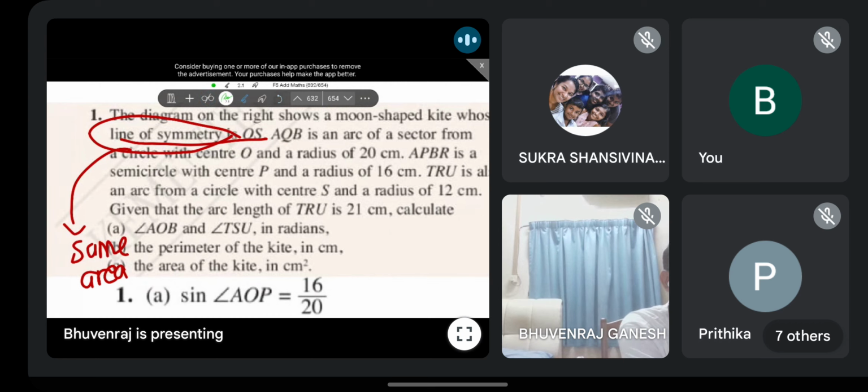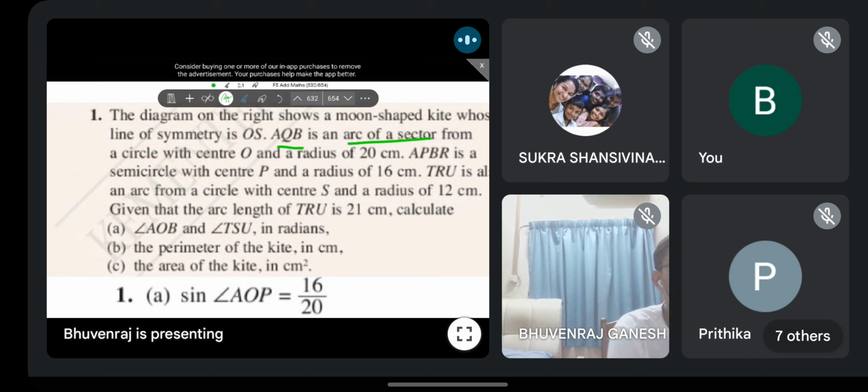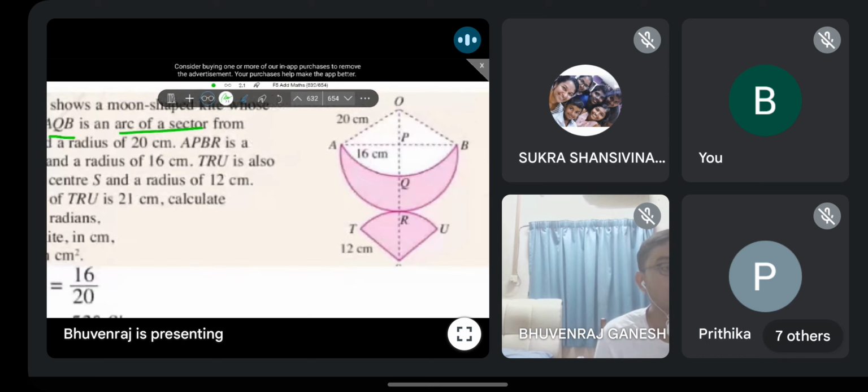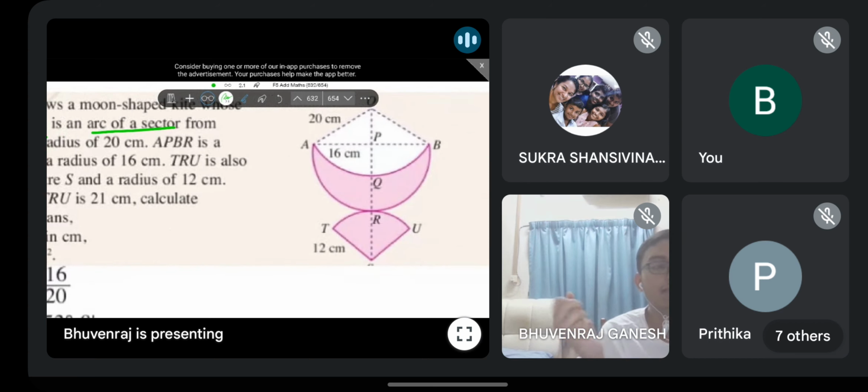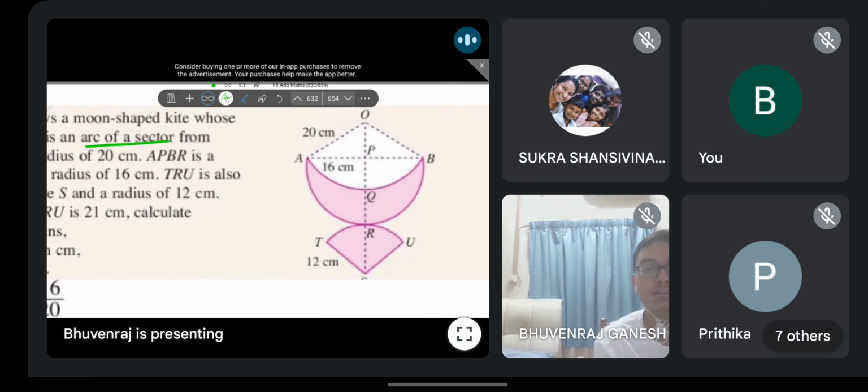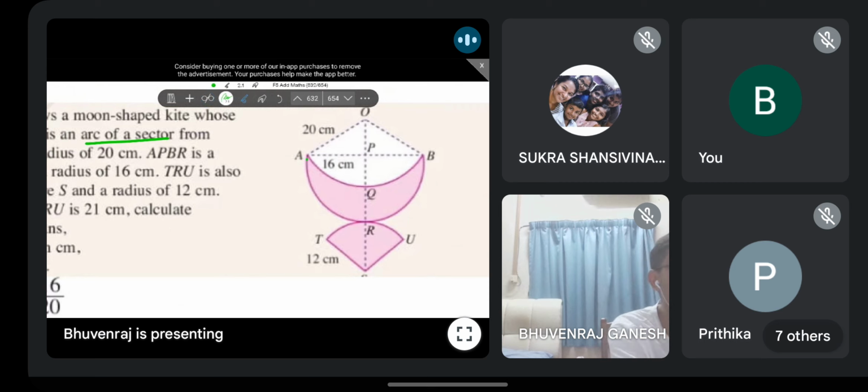Okay, so this is the first part. And then, if you continue to read the question, they say that AQB is an arc of a sector, circle with center O. Okay, so they say that AQB is the arc of a sector. All right, so guys, where is the sector? Can you all tell me? Over here. They say that AQB is the arc. So what is the sector name here? Can you all tell me?